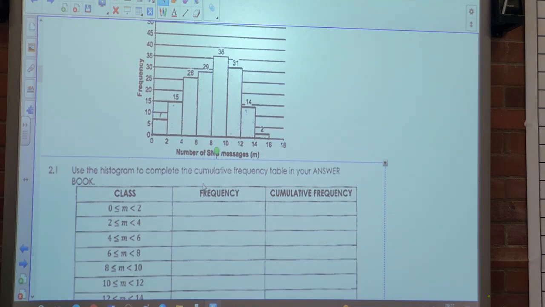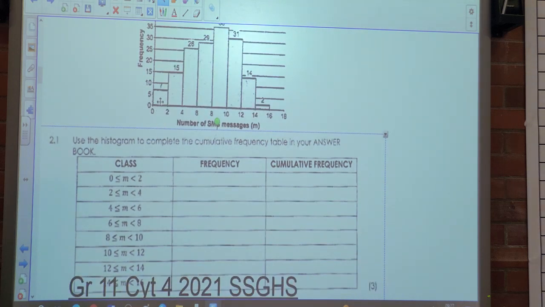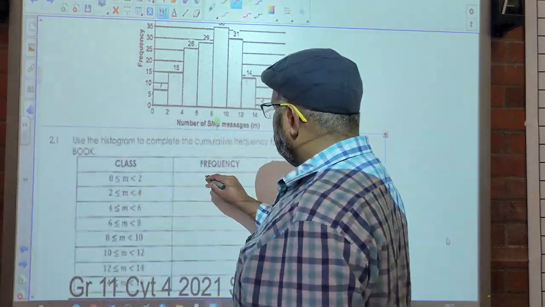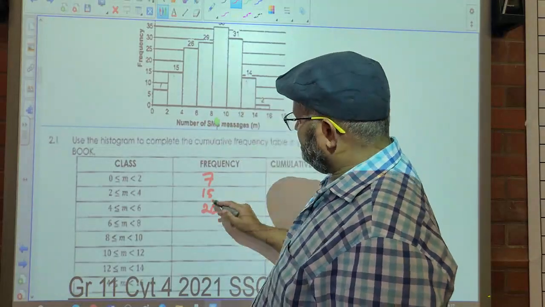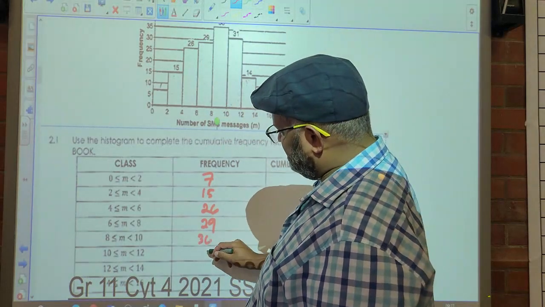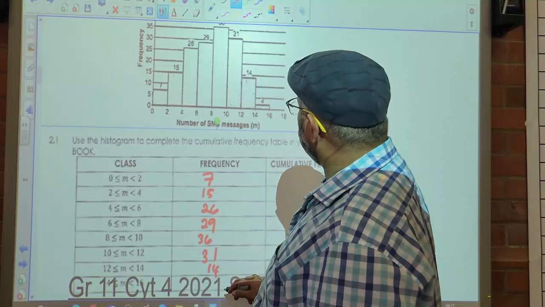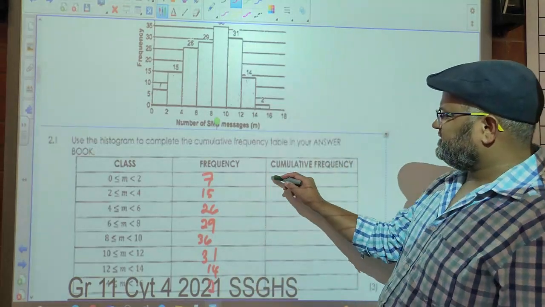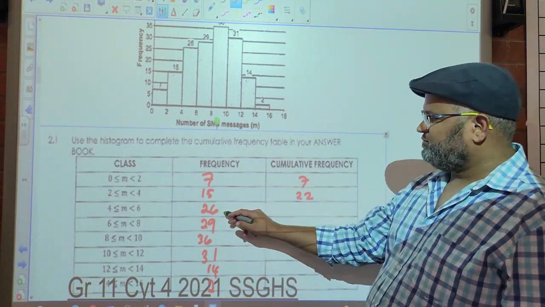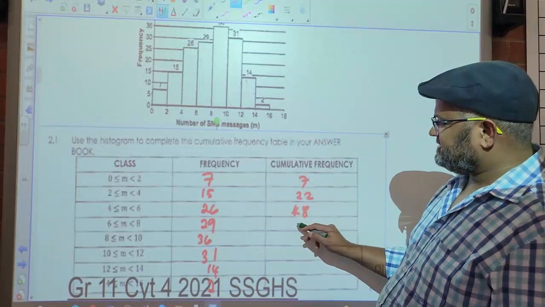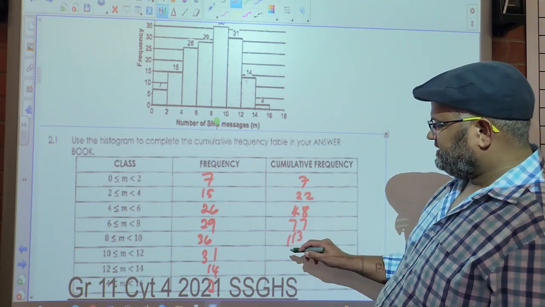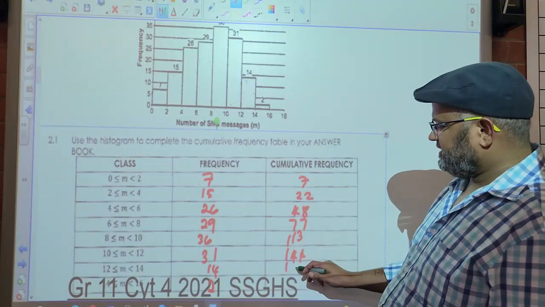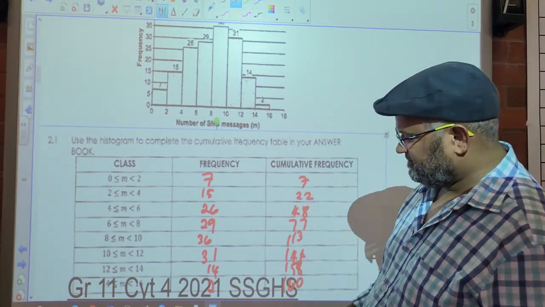So your frequency here, people, is the number in that category. So from 0 to 2, there is 7. Okay? And then in the next category there's 15. In the next category there's 26. And then 29, 36, 31, 14, and then 2. The cumulative frequency is going to be 7. 7 plus 15 is 22. 22 plus 26 is 48. 48 plus 29 is 77. It's going to give you 113, 144, 158, 160. Okay.